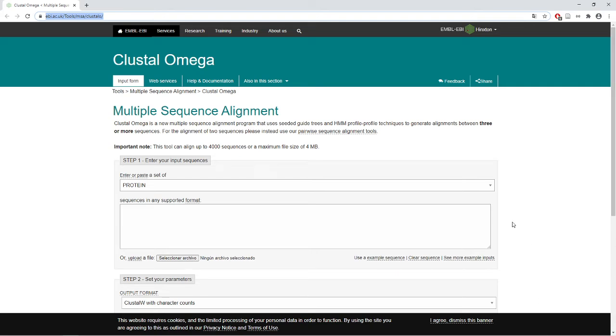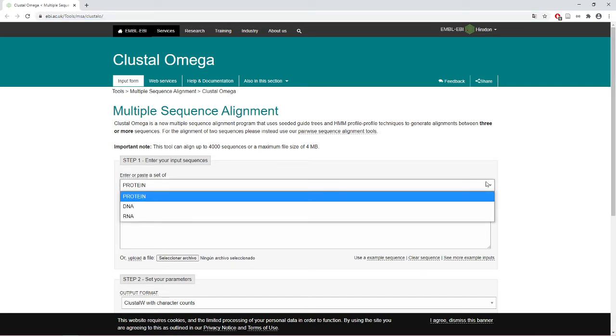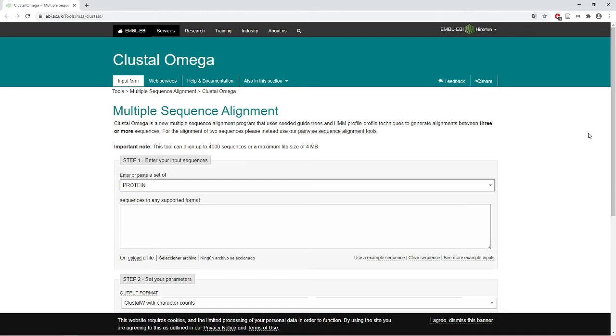So here you can see that we can do multiple sequence alignments with different types of sequence: protein, DNA, RNA. Today we'll be working with proteins. Most multiple sequence alignment is done with proteins, because what we want to see is how well the domain is conserved.